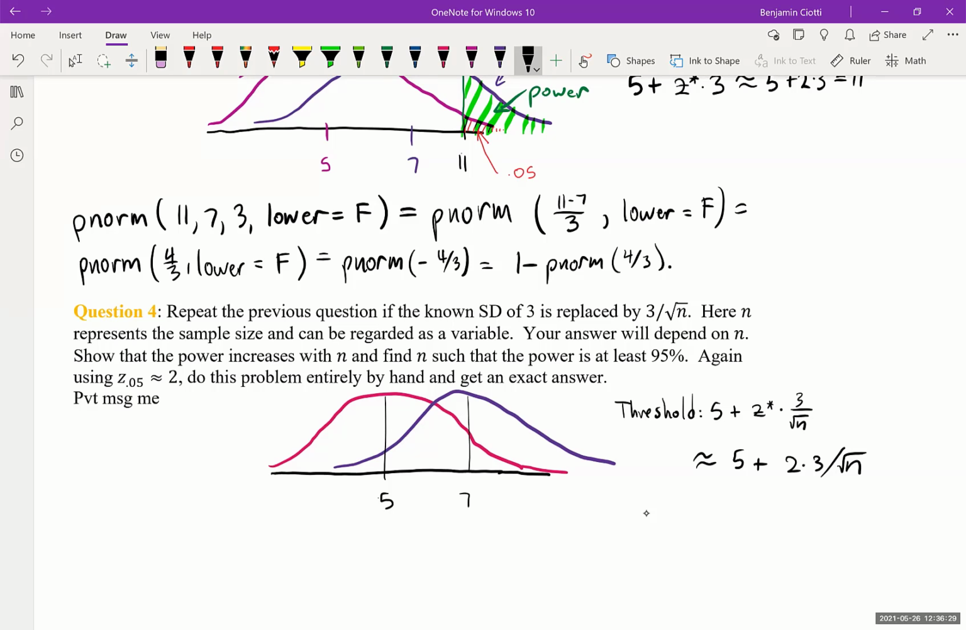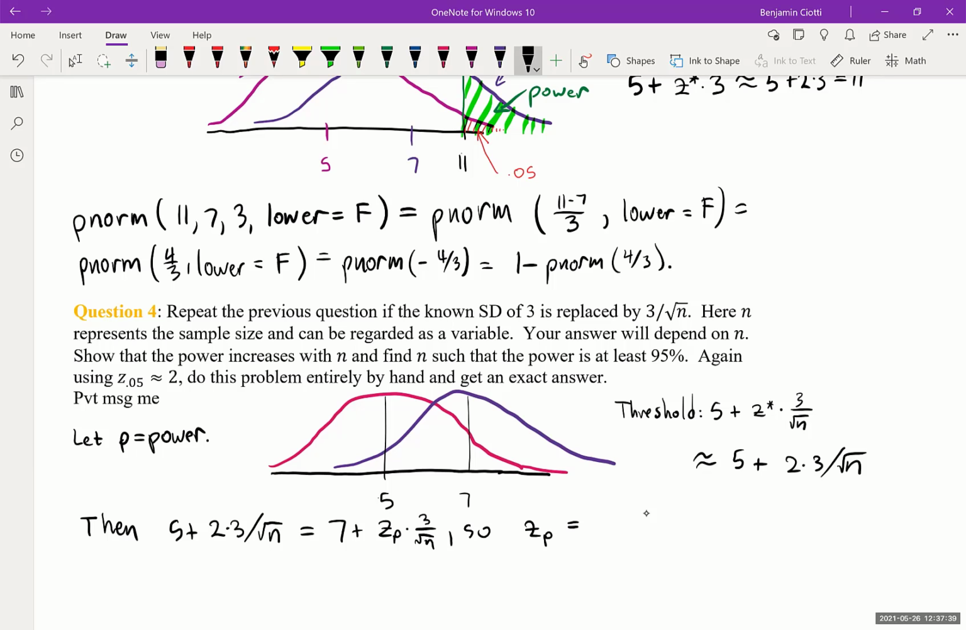In fact, how about I let P equal the power? Okay. If P is the power, then check this out. 5 plus 2 times 3 over root n needs to equal 7 plus z sub p times the true distribution's standard deviation, which is also 3 over root n. Yeah, because the power is the area to the right of whatever the threshold is underneath the true distribution, but z sub p, our notation is the p is the probability to the right of that point, the upper tail. So that's why this is actually appropriate and notationally consistent.